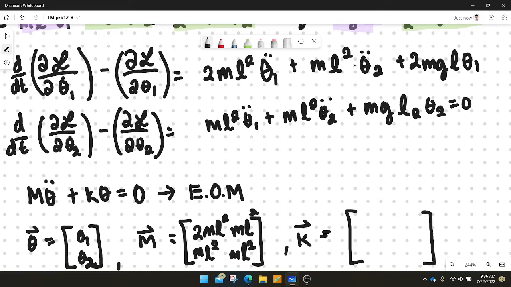Multiplying this out, this only has theta 1, so it's 2mgl, then 0, since there's no theta 2 component, and here it's just 0, mgl.